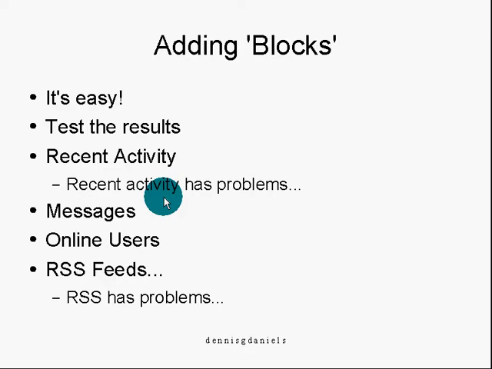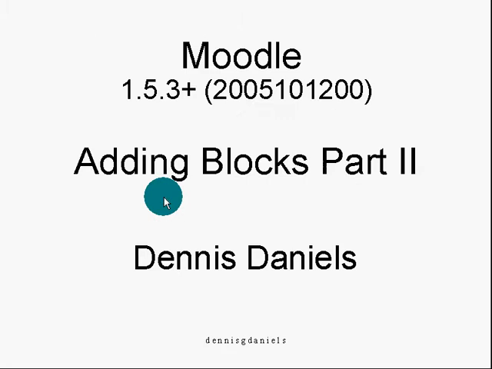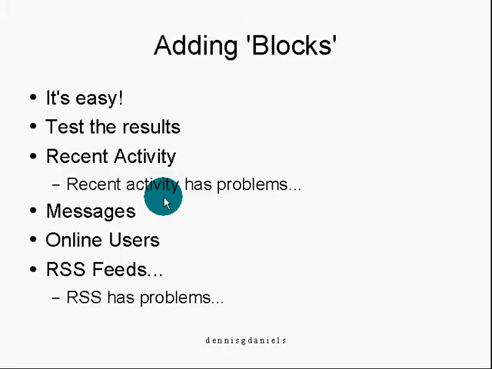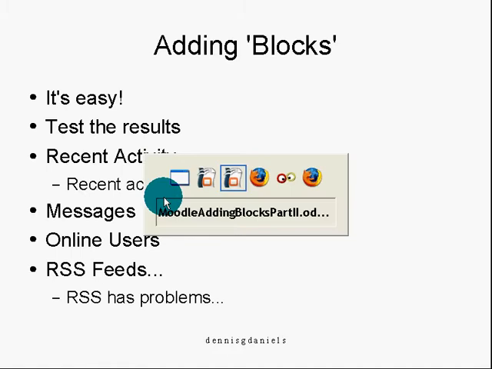Adding blocks, they're easy. We're going to add a couple of new blocks: messages and online users. We're going to try the recent activity and RSS feeds, though I suspect there are problems. I am, again, using 1.53 code, which has its problems. Enough said. Let's go take a look at it.